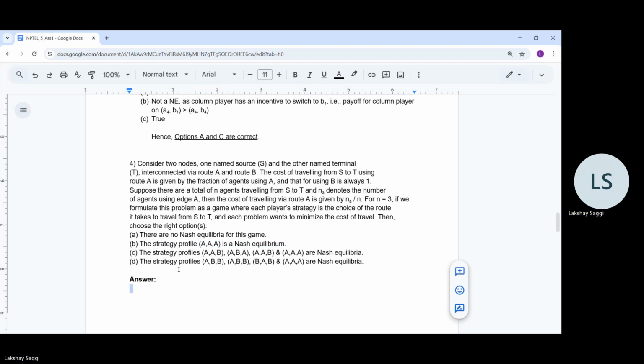Okay, so what happens is, if all three agents take the route A, then the cost of traveling through A is equal to 3 upon 3, which is equal to 1. Maybe I should write this down. And the cost of traveling through B is also equal to 1. So note that the cost of traveling through B is also 1.